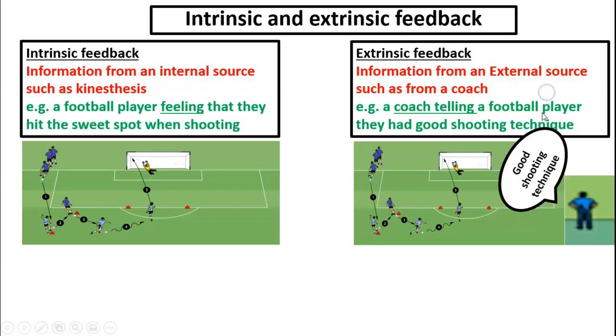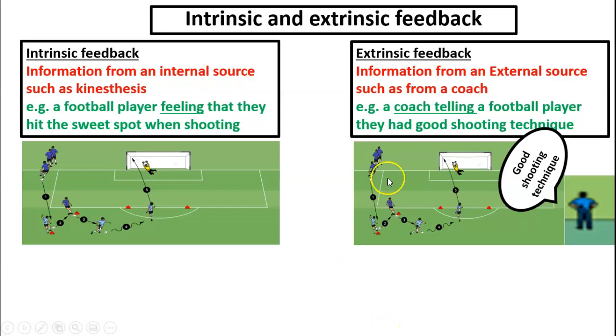Okay, so if we put it down to here, you might have the same exercise, but this time rather than the person using internal kinesthesis to feel that they've hit the sweet spot, you have a coach on the sideline who might say good shooting technique when you put it in. As you can see, it's pretty similar to positive feedback. We've just got to make sure that we talk about the information coming from an external source such as a coach. That is what they're saying, and that is the shot that's happening there.